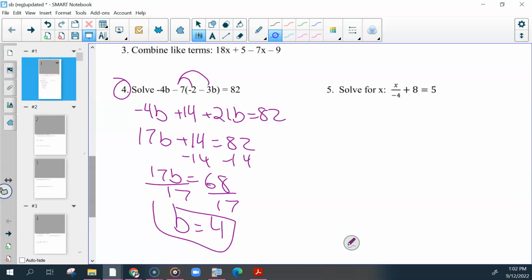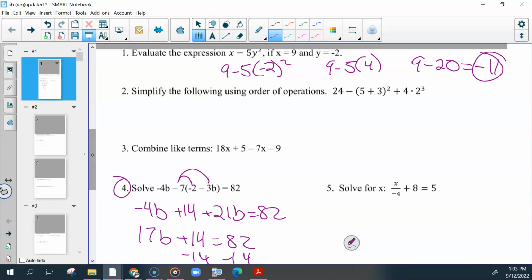Okay. Other questions on this? Yeah. So use your order of operations to figure all those things out, and then at the end end up with one number.